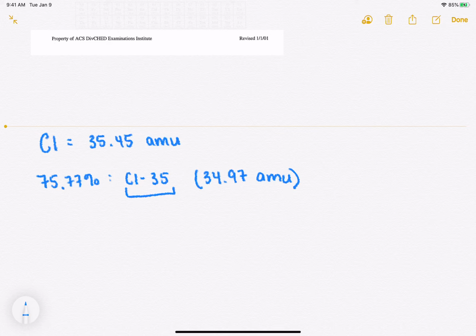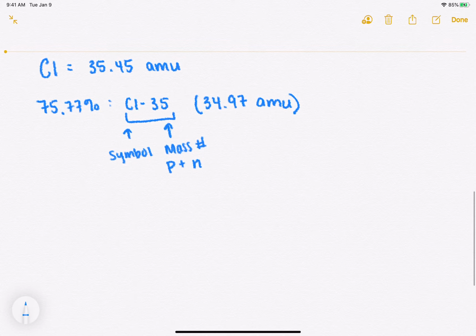So remember that this is the chemical symbol plus the mass number. So the Cl is the symbol, the 35 is the mass number, which, if you recall, is the total number of protons plus neutrons. So 75.77% of all chlorine atoms have a total of 35 protons and neutrons, and they have a mass of 34.97 AMU. That's what all that information means.